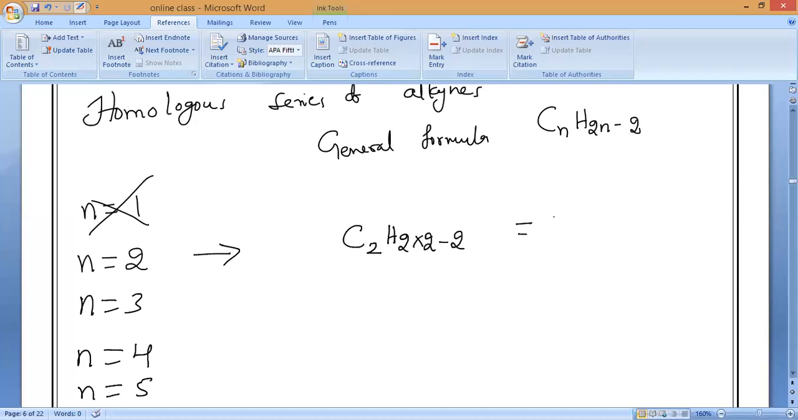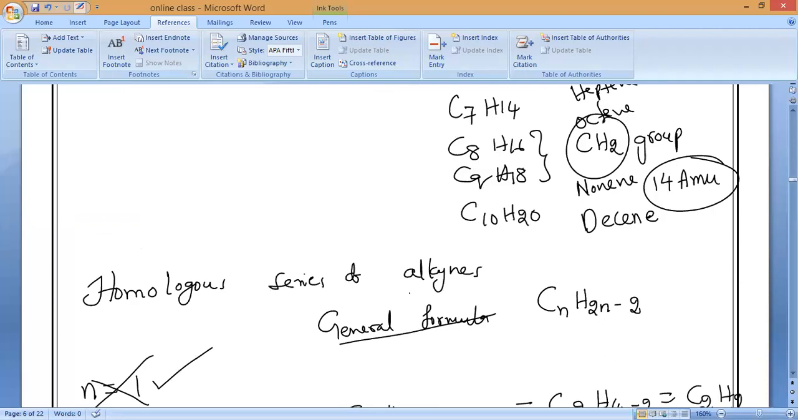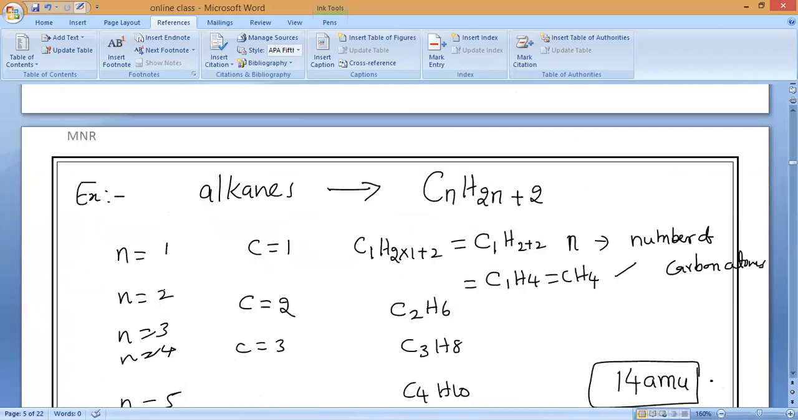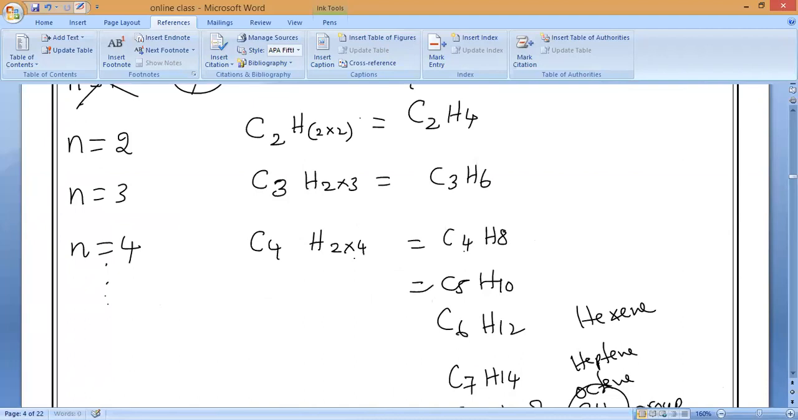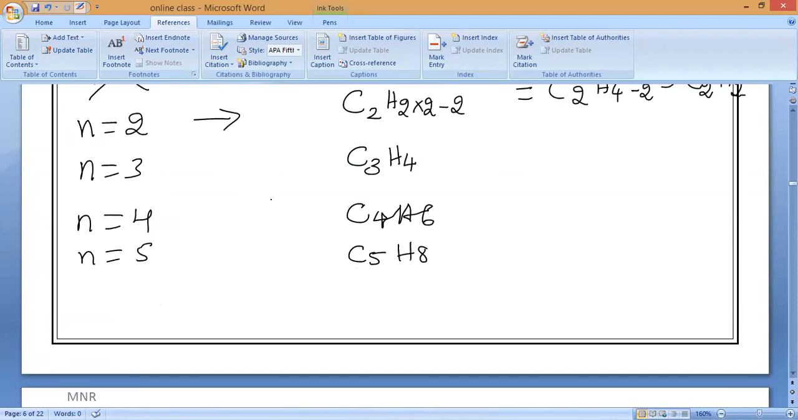C2H2n minus 2, so what will happen? C2H2. Next, C3H4. Next, C4H6. Next one, C5H8. No, n is equal to 1, guys. Kindly remember, no n is equal to 1 in alkynes and alkenes. Only alkanes have n equal to 1. No other alkenes and alkynes. Okay. Unsaturated, no n is equal to 1. Please remember that.